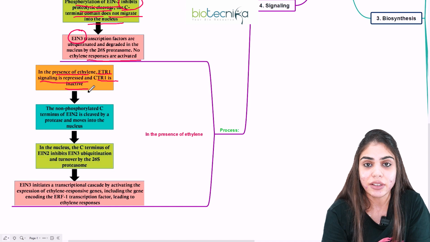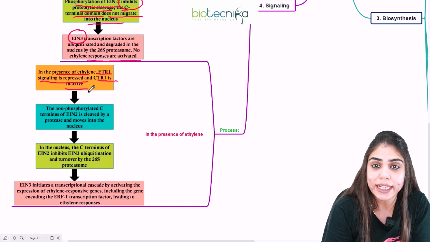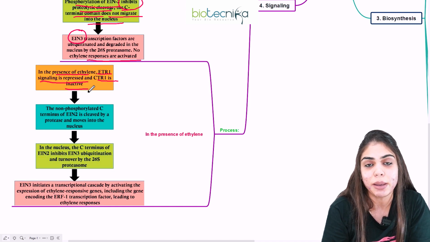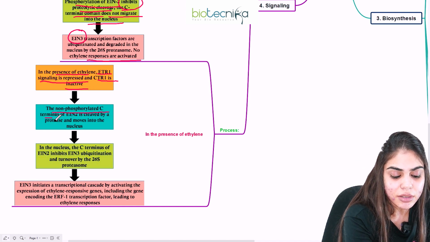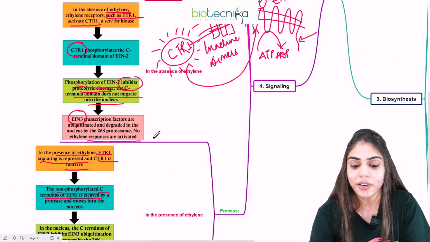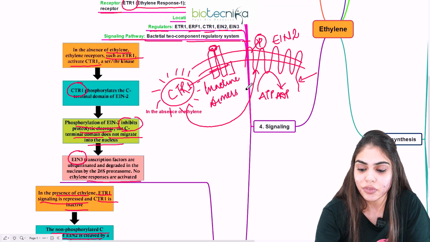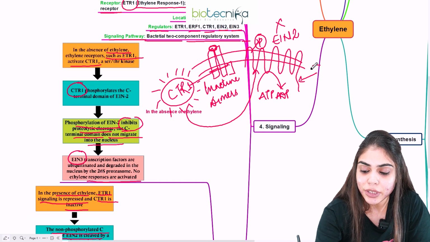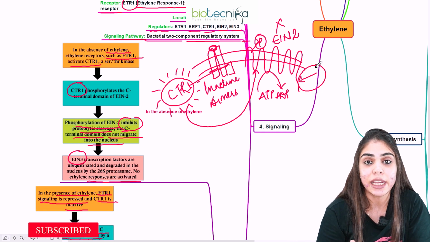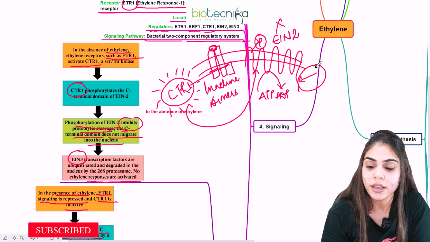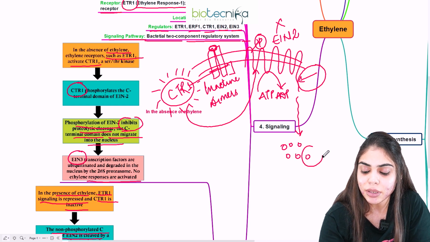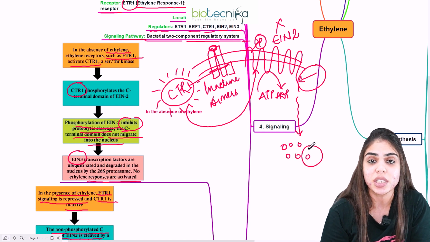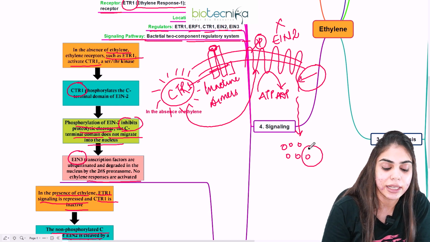Once it is inactive, it will not be able to phosphorylate its substrate, a transmembrane protein, that is EIN2. So the non-phosphorylated C-terminus of EIN2 is cleaved. If this is not phosphorylated, it means protease enzymes from outside are able to cleave this EIN2? Yes. So in the presence of ethylene, this EIN2 is cleaved into a smaller fragment, and the C-terminal of this EIN2 is only responsible for the further steps of the signaling process.